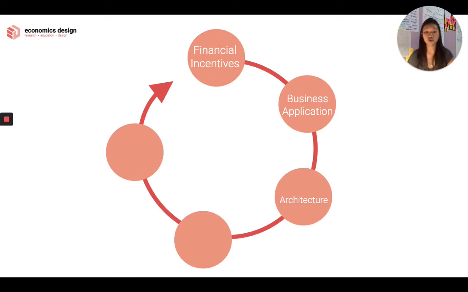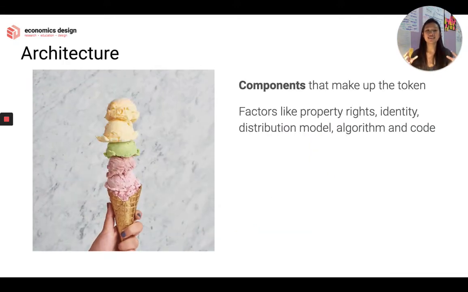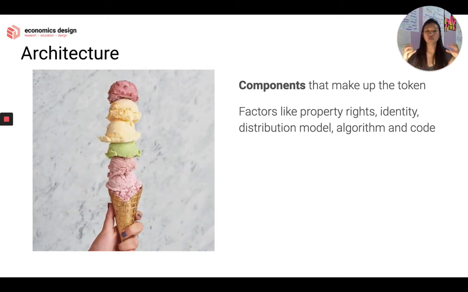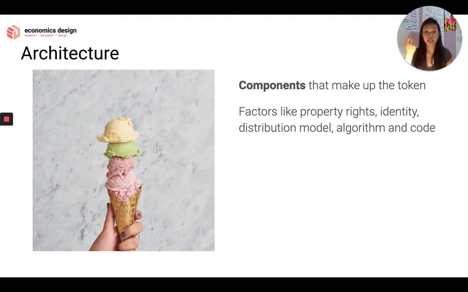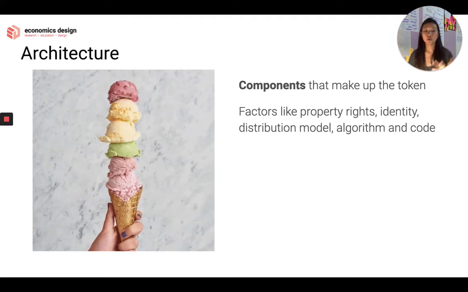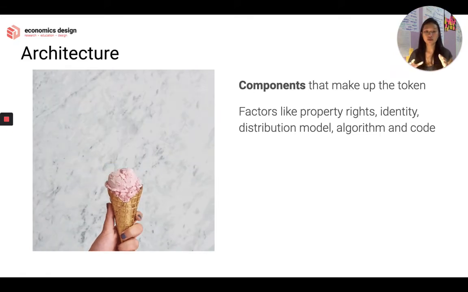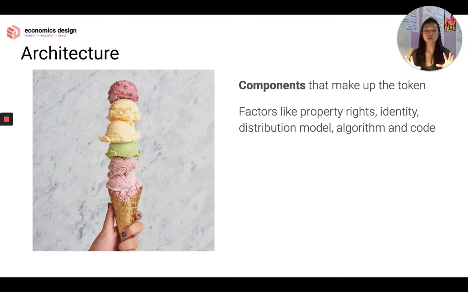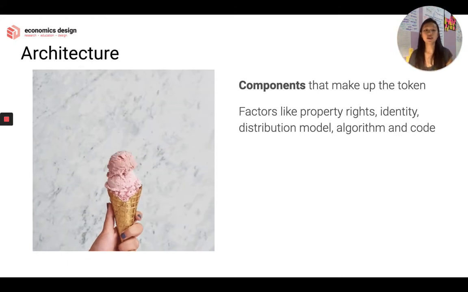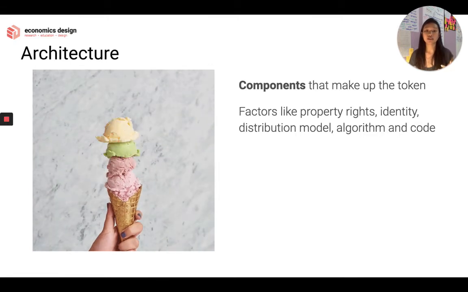Let's move on to architecture. Architecture is really the design or the structure, the building blocks of the tokens. It's like ice cream, you have different building blocks, different components to make up the entire ice cream cone. So when we talk about architecture of the token, we're looking more specifically at the tokens. How are they structured? What are the components or the building blocks that make up the tokens? And we are looking at different things like property rights, like identity, like distribution model, and your different algorithms and code.